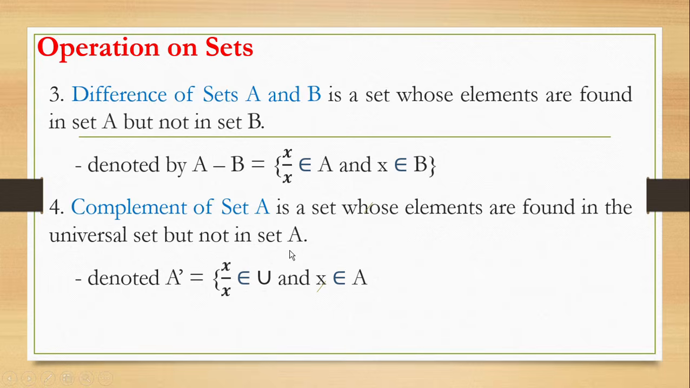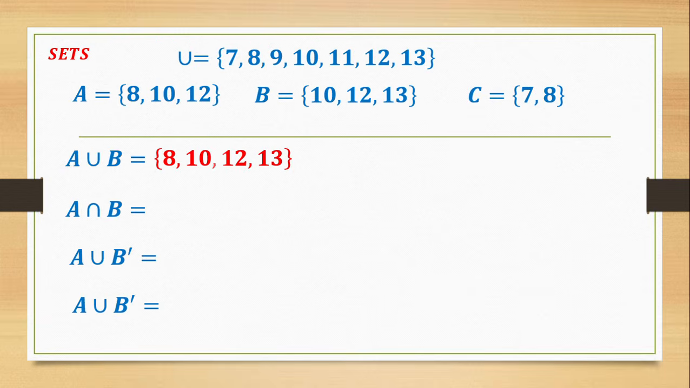Di ba? Check natin. Try natin solve yan. Bakit ito nakita natin? Kasi yung 8, meron doon. Yung 10, meron doon. Yung 12, meron doon. 13, meron doon. So, ito yung ating sets ng A and B. So, A union of B. So, this one. Yan. Next.